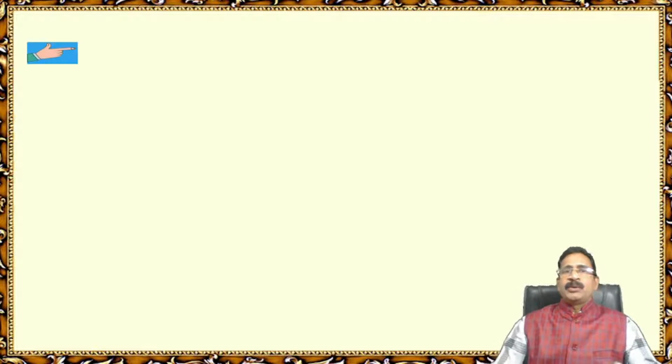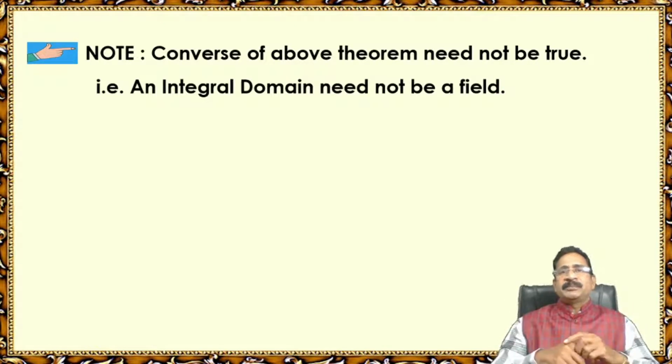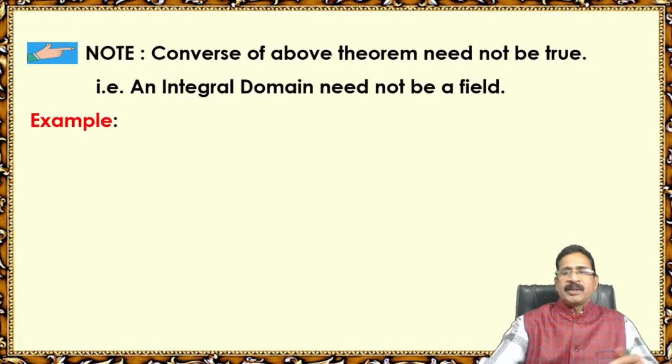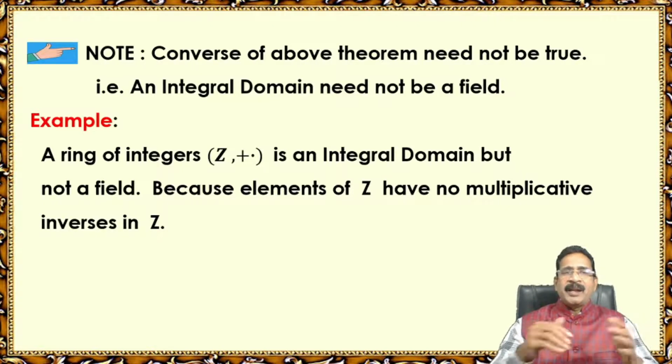Now, we go for a note on this theorem. The converse of this theorem need not be true. What it means? An integral domain need not be a field. Can we give an example for this? Yes. The ring of integers (Z, +, ·) is an integral domain. I already explained this example, but this is not a field.